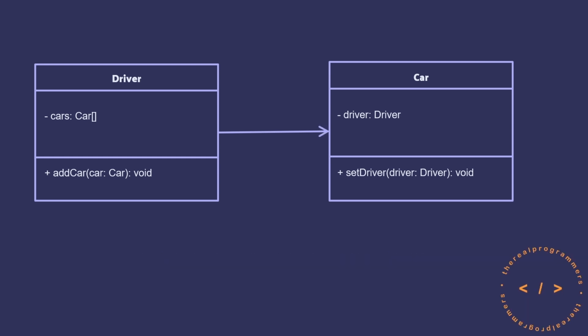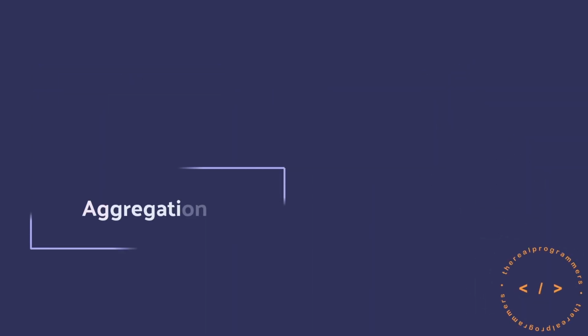The relationship that a driver class drives a car can also be indicated by a directed arrow. To indicate multiplicity, for example, in this case, one driver can drive multiple cars, this multiplicity can be indicated like this: 1 written near the driver class and 1 to star near the car class. Let's look at the next relationship called aggregation.